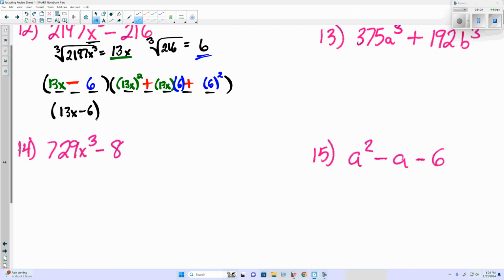Now, we do need to simplify down some. 13x minus 6 for our first set of parentheses is just going to be 13x minus 6. Now, we need to take 13x squared. We're multiplying 13x by 13x. Well, 13 times 13 is 169. And our x times x is x squared, plus 13 times 6 is 78x, plus our 6 squared is 36.